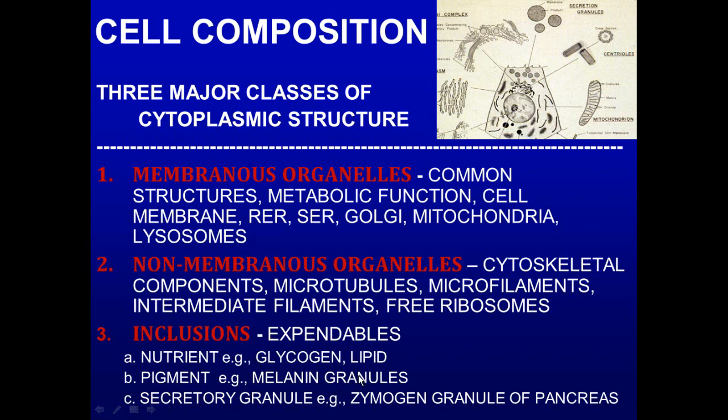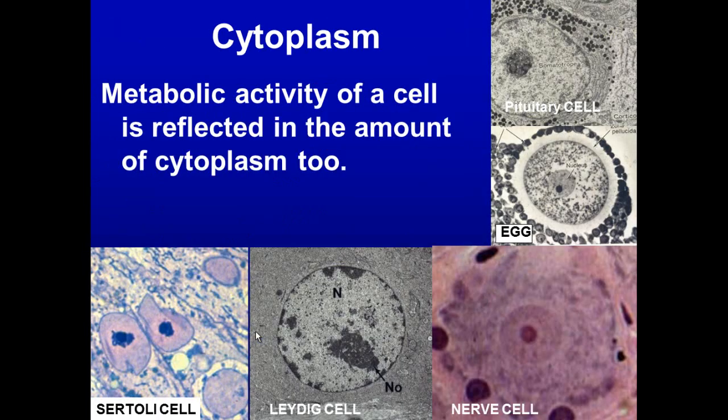Pigment, like melanin granules, is an inclusion. It need not be there, but it's very important whenever it is. Secretory granules, so the zymogen granules of the pancreas, are an example. They need not be there for the cell to be alive, but they are inclusions. Most of these have membranes around them. Lipid does not have a membrane around it, and glycogen does not either. So you've got membranous organelles, non-membranous organelles, and expendable things inside the cell. And all these make up the cytoplasm.